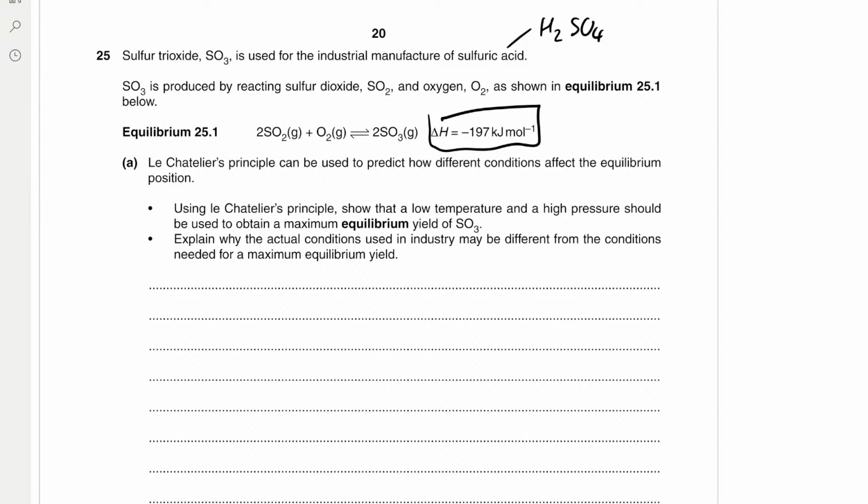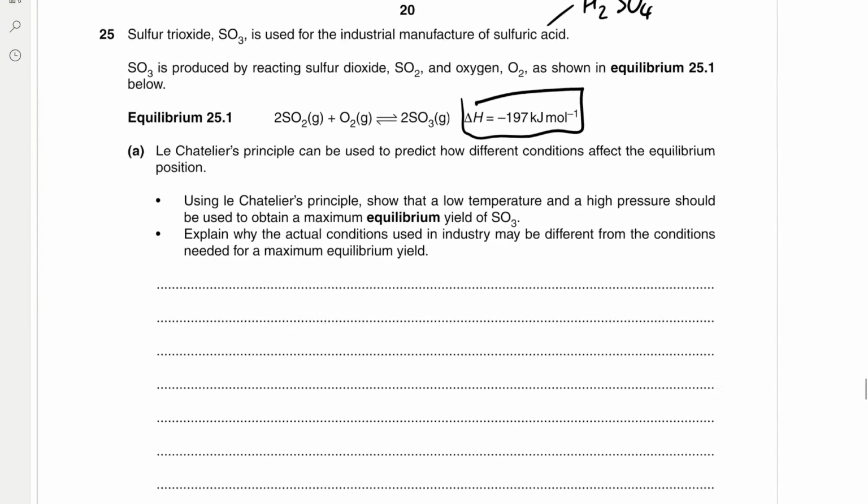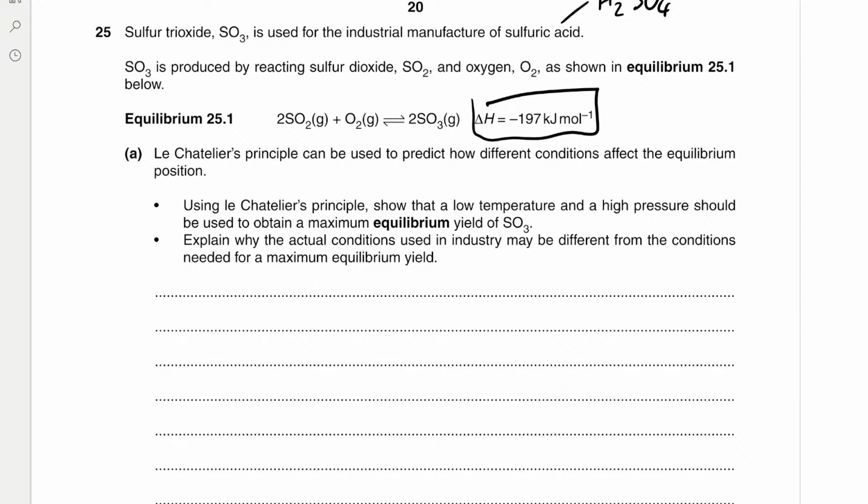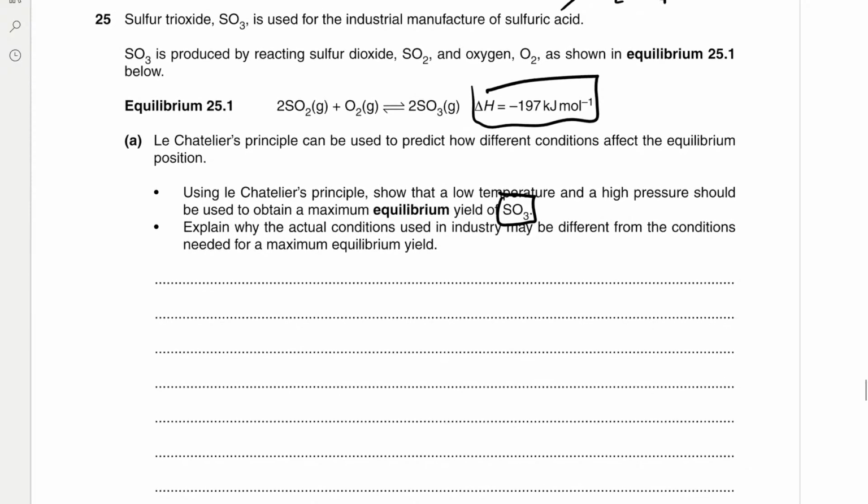So Le Chatelier's principle can be used to predict how different conditions affect the equilibrium position. Using Le Chatelier's principle, show that a low temperature and a high pressure should be used to obtain a maximum equilibrium yield of SO3, so our desired product. Explain why the actual conditions used in industry may be different from the conditions needed for a maximum equilibrium yield.